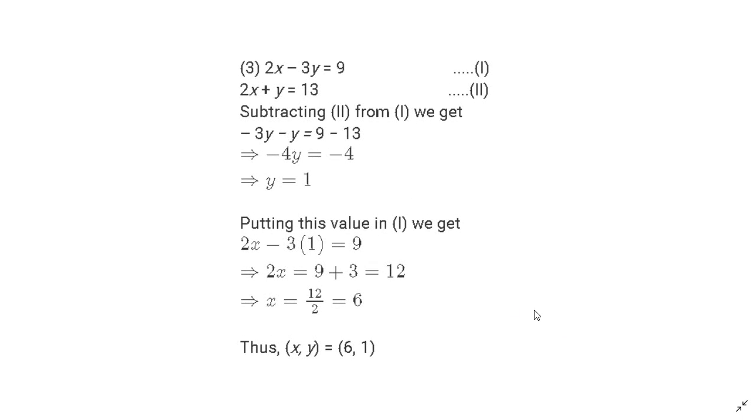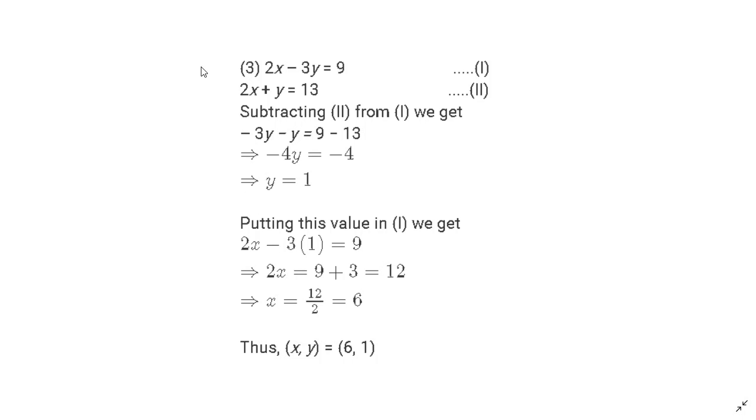This is example number 3. 2x minus 3y is equal to 9 and 2x plus y is equal to 13. Subtracting equation 2 from 1. Why are we directly subtracting? Because we already have the same coefficient. In this example x has a 2, and also in this equation x has a 2 coefficient, so we can directly subtract them. If we subtract them, the x will get cancelled. Minus 3y minus y is minus 4y, and on the right side 9 minus 13 is minus 4. Minus minus will be cancelled, y is equal to 1.